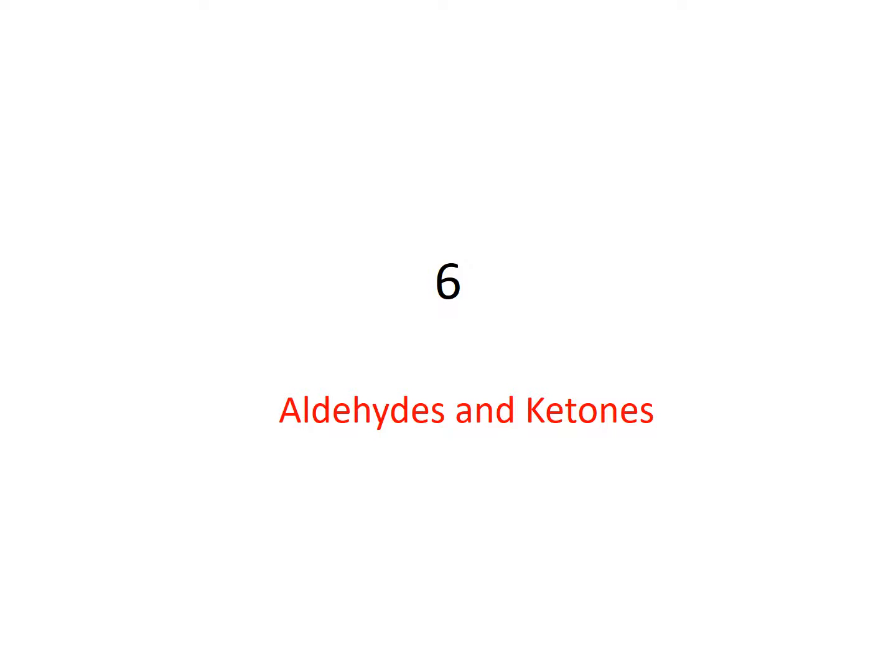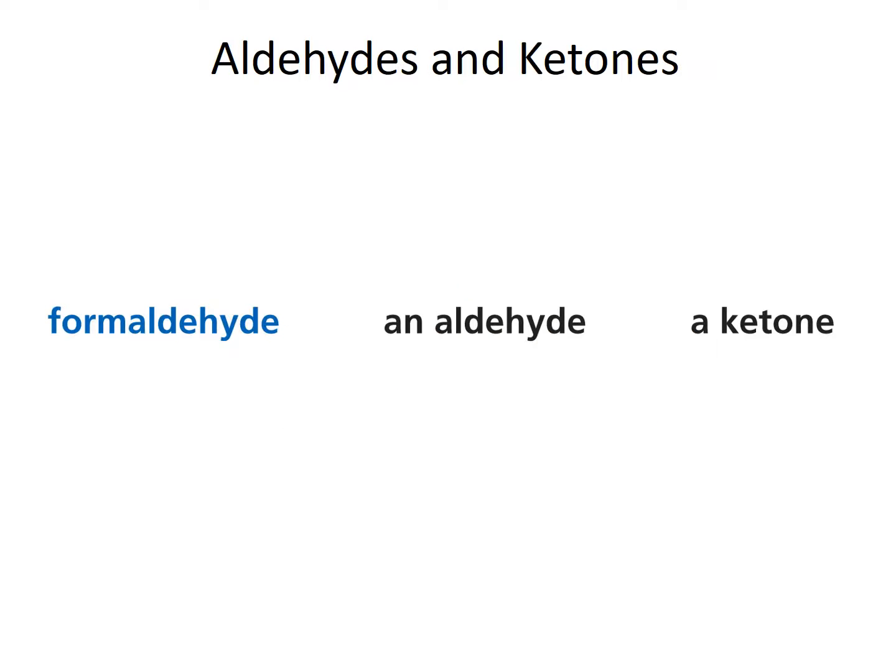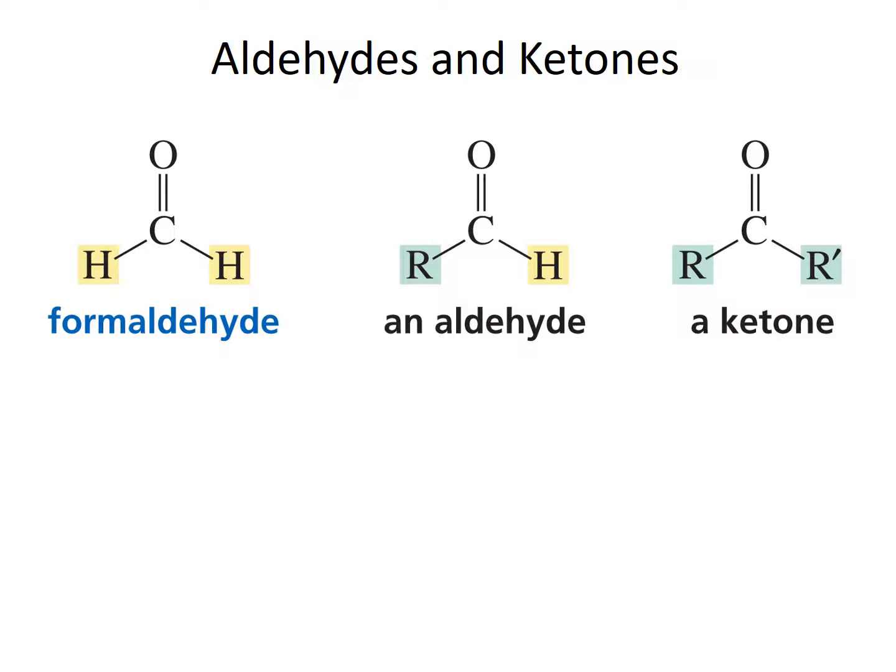This video is going to start looking at a new functional group, aldehydes and ketones. Let's look at the structures of the two types. Formaldehyde is the simplest aldehyde. It's often used in reactions, but in general the class of aldehydes and ketones have your carbonyl group. Aldehydes have one R group, usually a carbon. The other bond will be to a hydrogen.